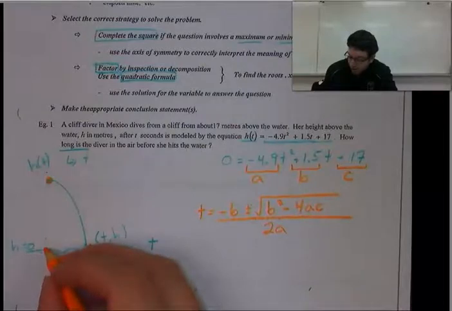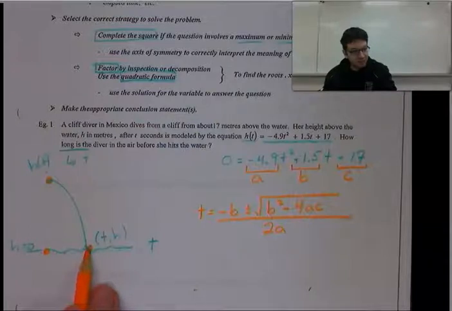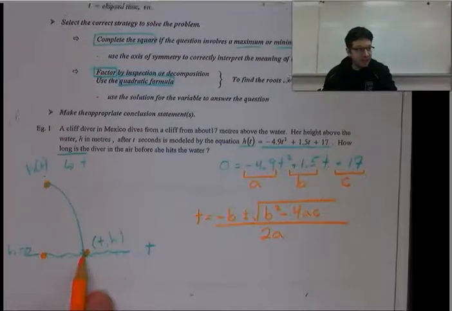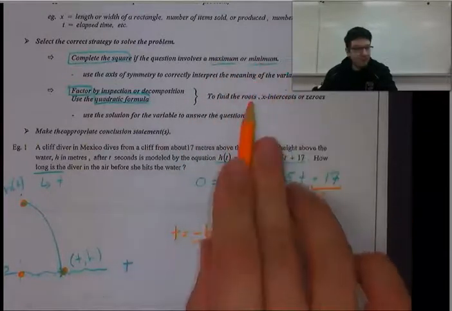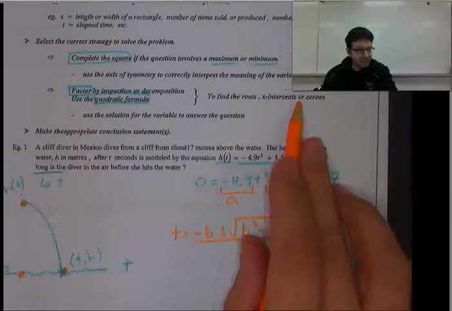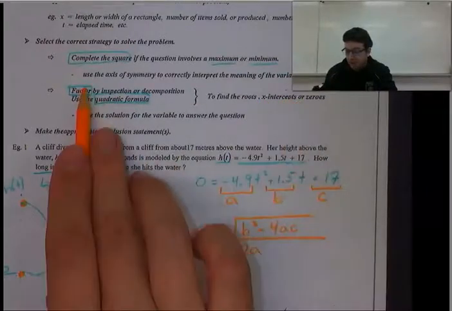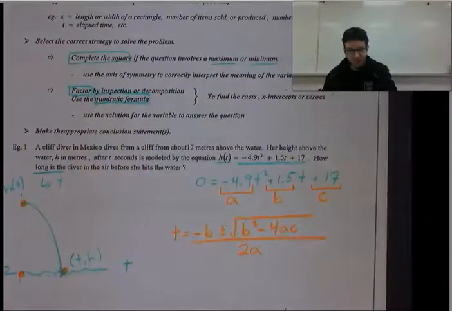If this is your origin, that is where t equals 0, and so we want to know that value of t. Then identify: is this a maximum or minimum point, or is it the roots or x-intercepts? It'll be the x-intercepts. And you look at what strategies you can use to solve it, and then you solve.